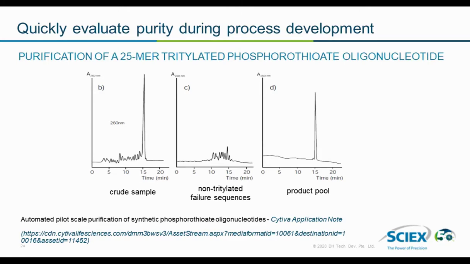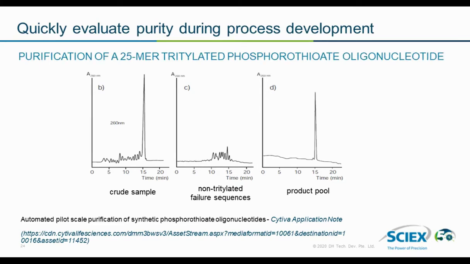And here's an example where this has been used in process analytical technology and helped in process development. In this case, this is a small 25-mer tritylated phosphorothioate oligonucleotide, and an application note is present on the Sativa's website. This was originally done by Amersham Biosciences, and we can show here how CE is being used to look at the final product and compare it with the process crude sample, and to show if the non-tritylated failure sequences have been separated away from the product pool.